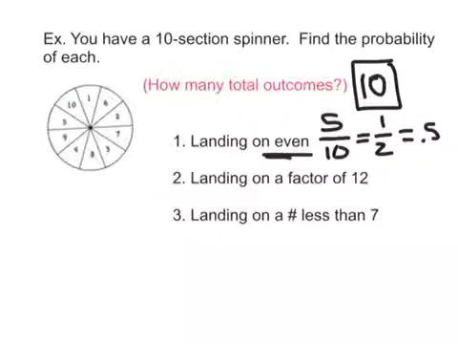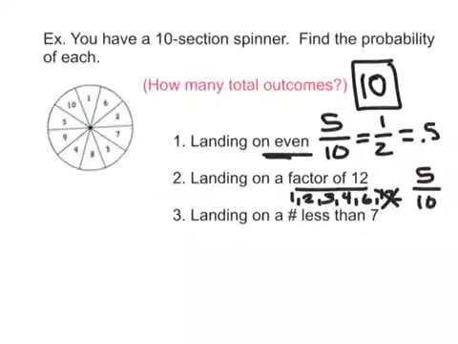How about landing on a factor of 12? Well, the factors of 12 are 1, 2, 3, 4, 5 is not, 6, 7 and 8, 9, 10, 11 are not, but 12 is. But 12 is not on our spinner, so we can't count that. So the number of factors of 12 that we could land on the spinner is 1, 2, 3, 4, 5. 5 possible ways to land on a factor of 12 out of 10. Again, 1/2 or 0.5.